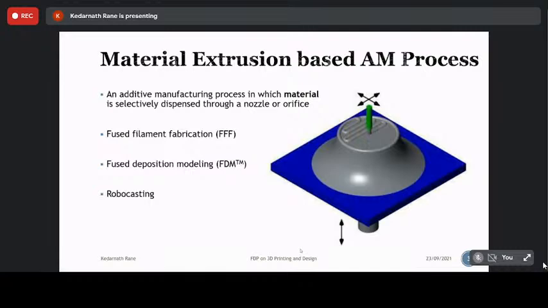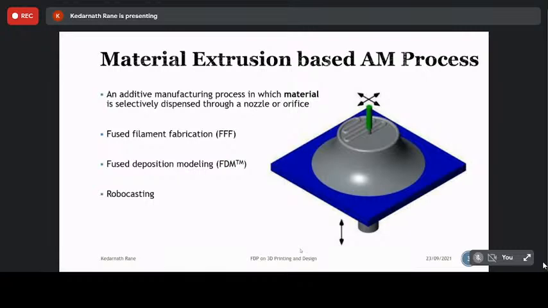We can cover this aspect in today's presentation. There are some commercial names available for this kind of machine. For example, a few machine providers call it fused filament fabrication, FFF. Then you can also learn from many commercial websites that it is called fused deposition modeling, or FDM. Stratasys patented this technology long back and now it is open for everyone to use.